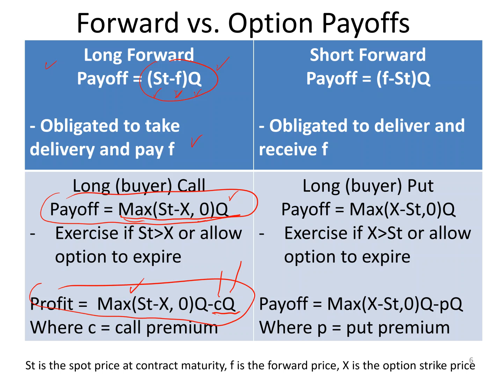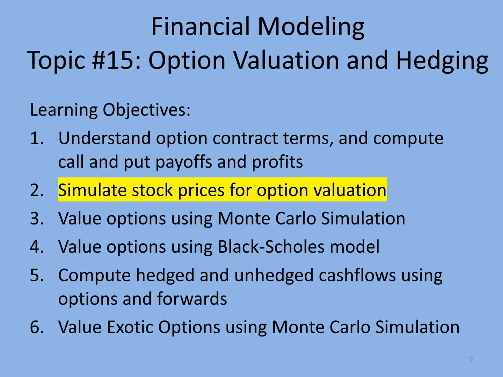And it follows for a forward contract. If you're short the forward, in other words, you're the seller in the forward contract, your payoff is F minus ST times Q. You're obligated to deliver and receive the forward price. If you, however, own a put, you're the buyer of a put or you're long the put, your payoff is very similar. Instead of F minus ST, it's the strike minus ST, or zero if you choose to walk away. And then the profit of that put is the max of X minus ST, or 0, times the quantity, minus what you paid for the option, where P is the put premium. So this is an understanding of option contract terms and how to compute call and put payoffs and profits.